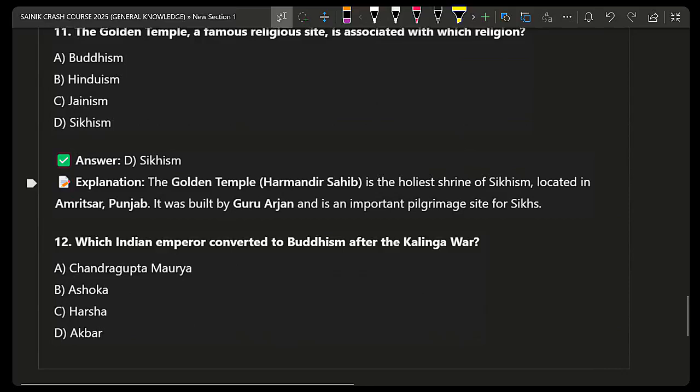Time up. Two students said Harsha, wrong answer. Three students said Akbar, wrong answer. Four students said Chandragupta Maurya, wrong answer. And nine students gave the correct answer, that is Ashoka. Ashoka is the correct answer.